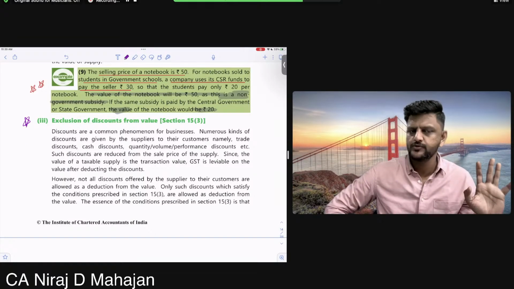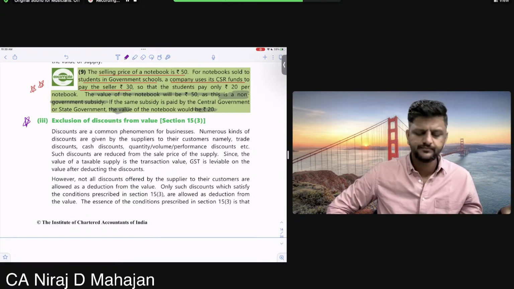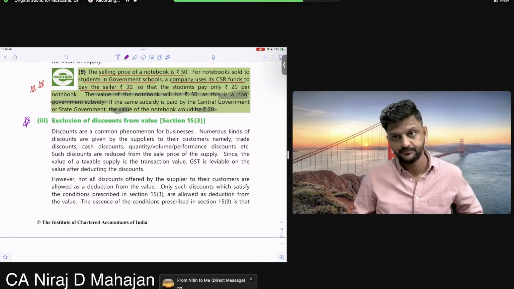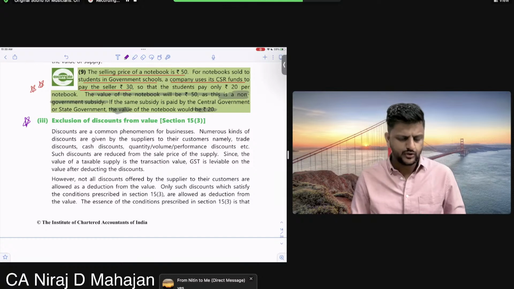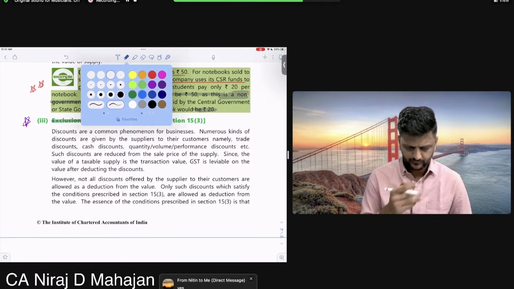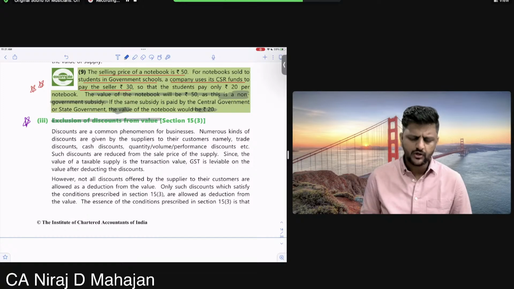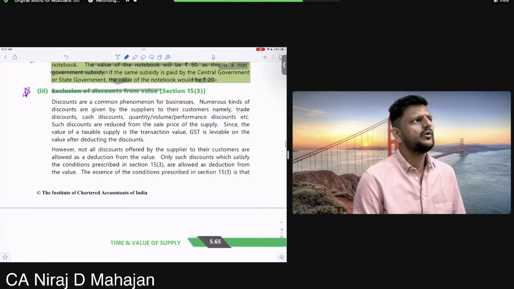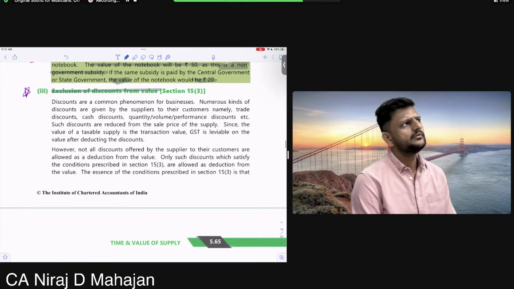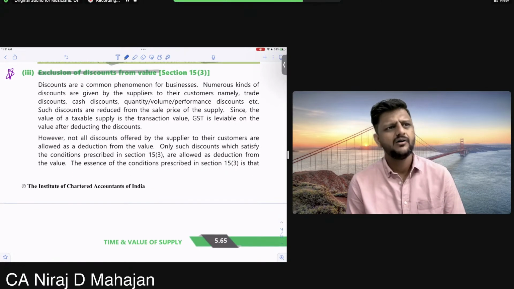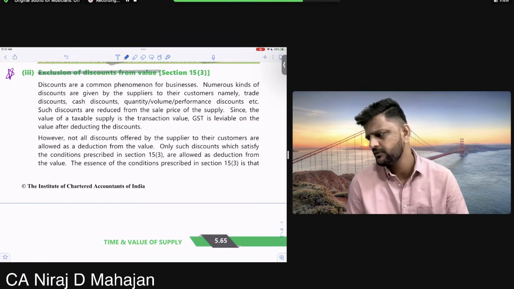Then that is what we can reduce. Discounts given afterwards, we don't reduce. Clear till here? That is what we are going to check here: exclusion of discounts from value. Discounts are a common phenomenon for a business. We have seen also in the supply chapter, buy one get one, or buy 5 at 5,000 and you'll get a laptop bag, or more purchases, more discount.